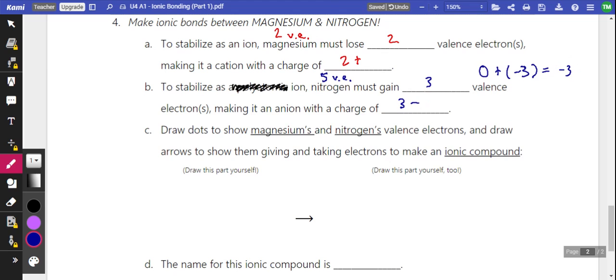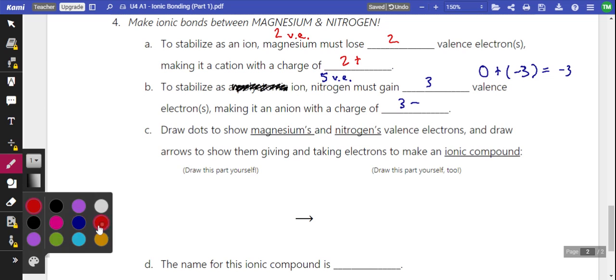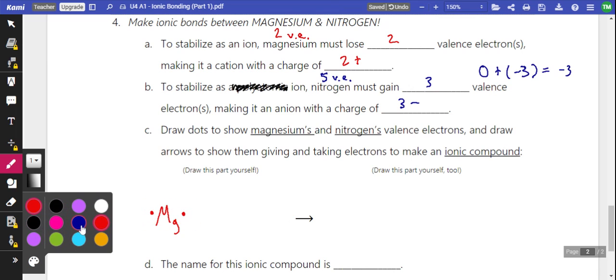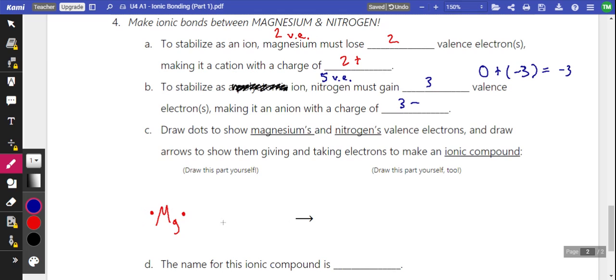Okay, so let's try and make this happy. Let's try and make this happen. So I'm going to start with my magnesium, Mg, and it's got its 2 valence electrons. I'm just going to put one there and one there. Just kind of spread them out a little bit. I've got a nitrogen over here. It's got 1, 2, 3, 4, 5 valence electrons.